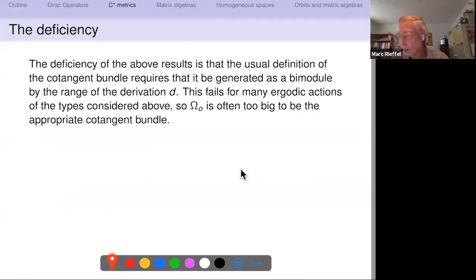The main deficiency of this approach is that the usual definition of the cotangent bundle requires that it be generated as a bimodule by the range of the derivation D. And this fails for many ergodic actions of the type that I've mentioned above. And so this first definition of the cotangent bundle is often too big to be the appropriate cotangent bundle.